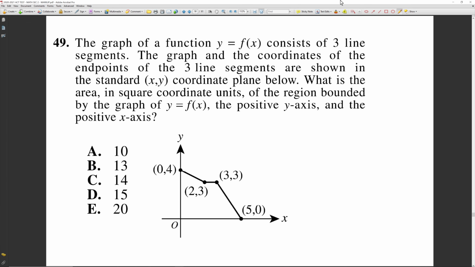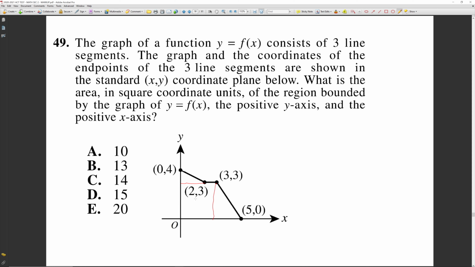What is the area in square coordinate units of the region bounded by the graph of y equals f of x, the positive y-axis and the positive x-axis? The graph of a function y equals f of x consists of 3 line segments. The graph and coordinates of the endpoints of the 3 line segments are shown in the standard xy coordinate plane below. Okay, the best way to do this is to just draw 2 triangles out like this.